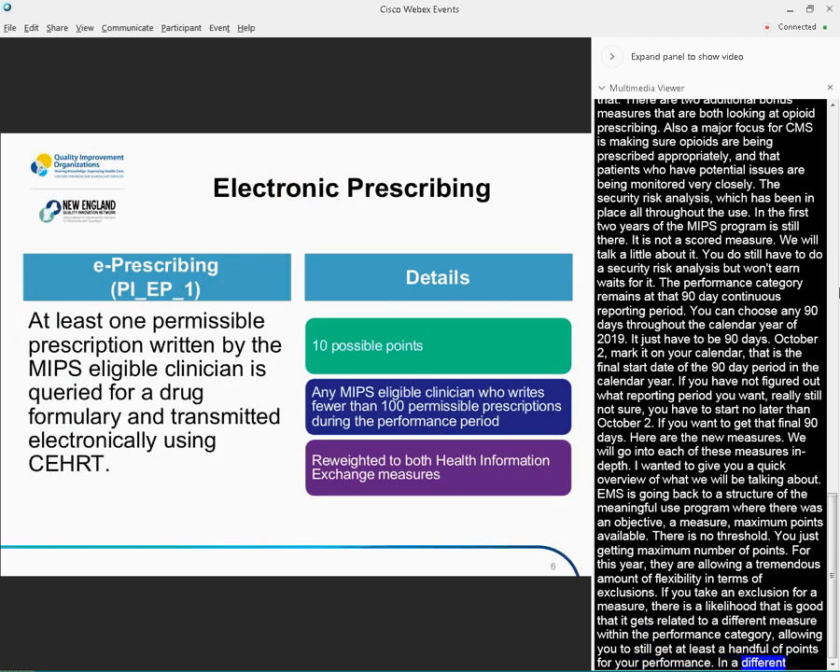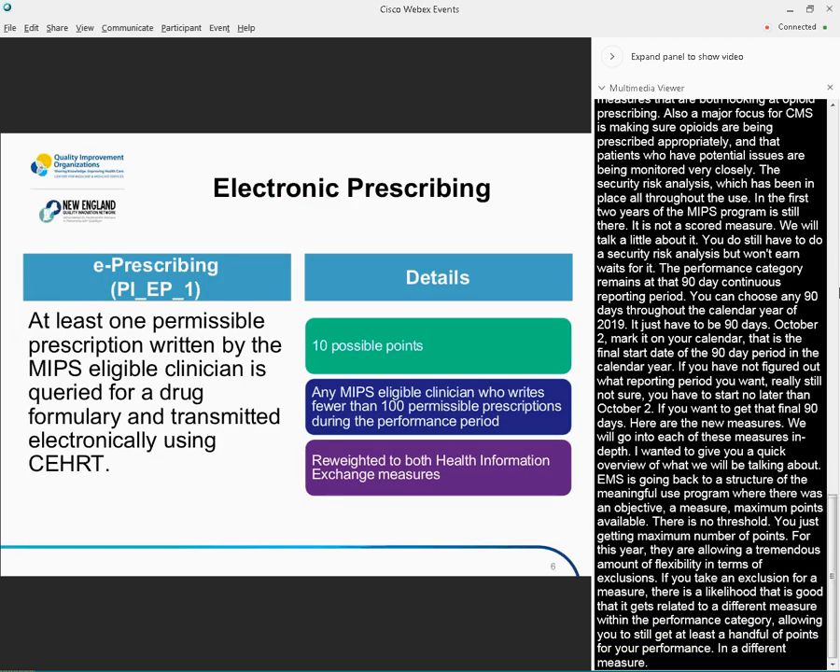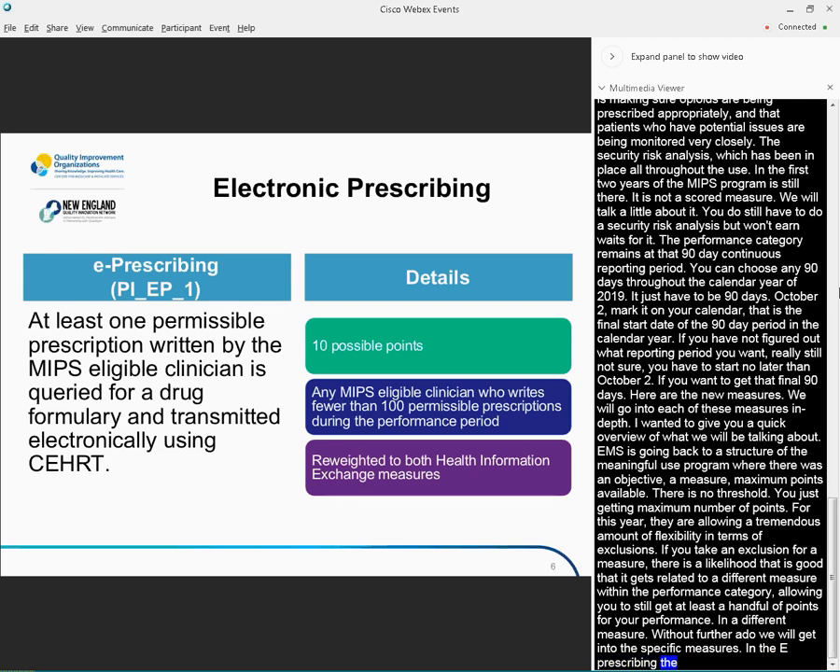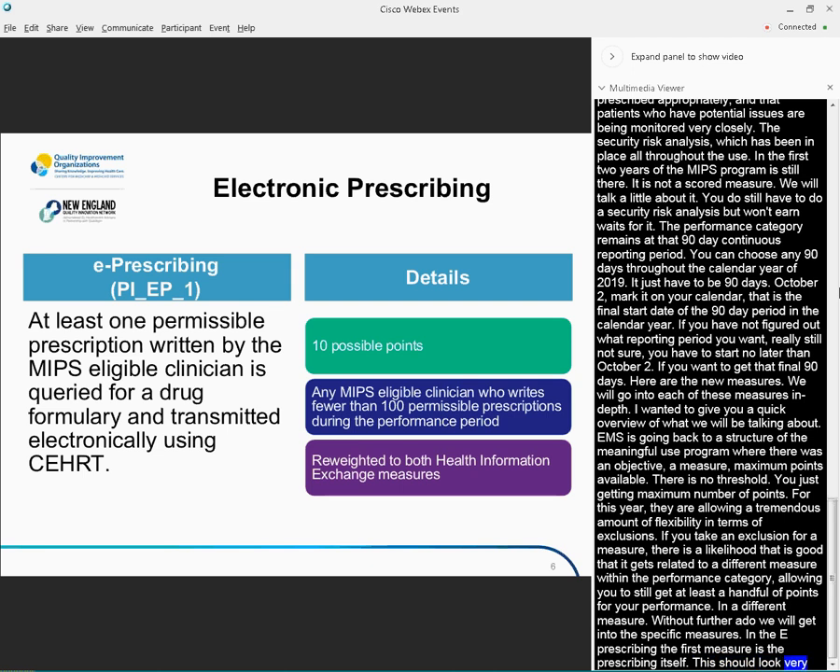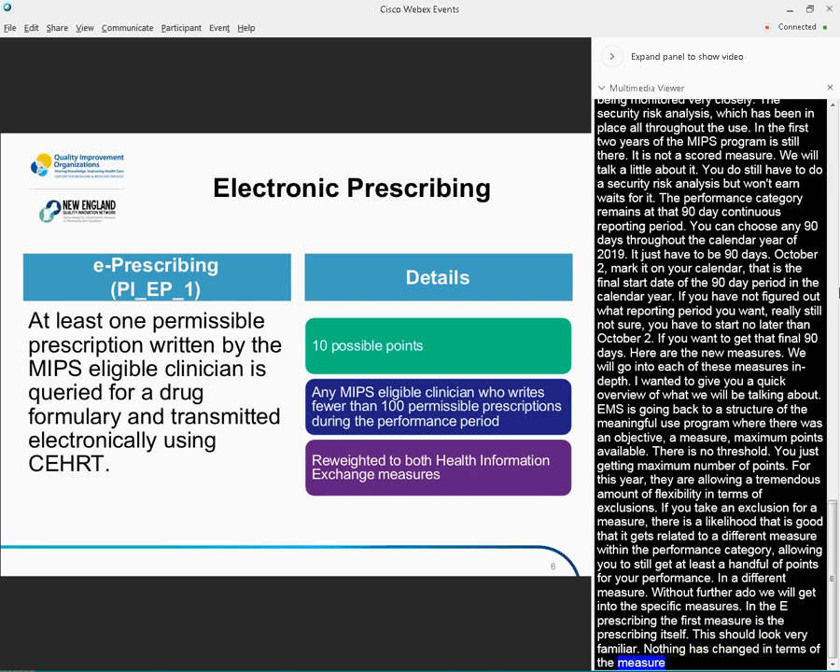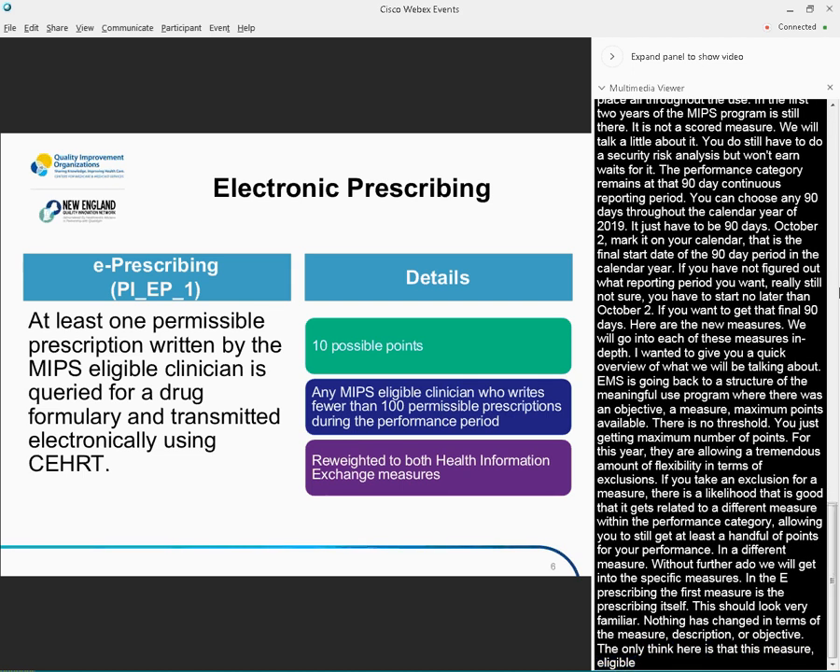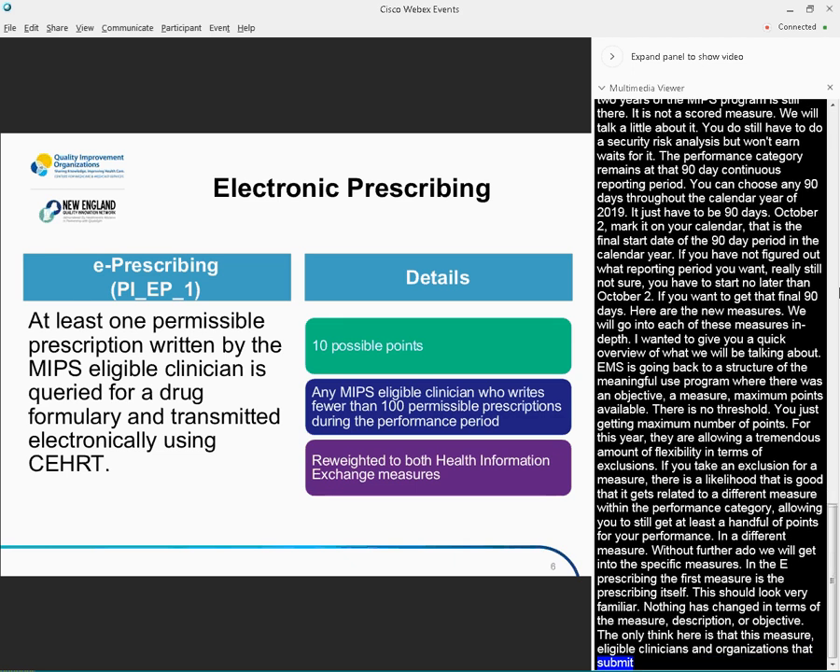And without further ado, we'll get into the specific measures. So in the objective of electronic prescribing, or e-prescribing, the first measure is e-prescribing itself. This measure should look very familiar. Nothing has changed in terms of the measure description or objective. The only thing here is that eligible clinicians and organizations that submit at least one permissible e-prescription during the reporting period will be eligible.